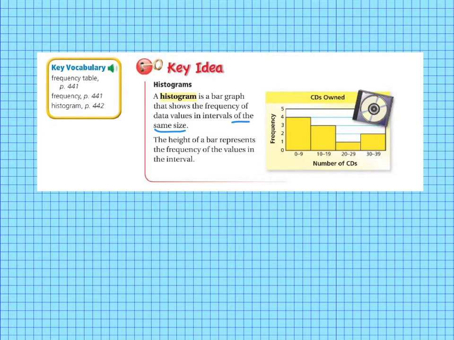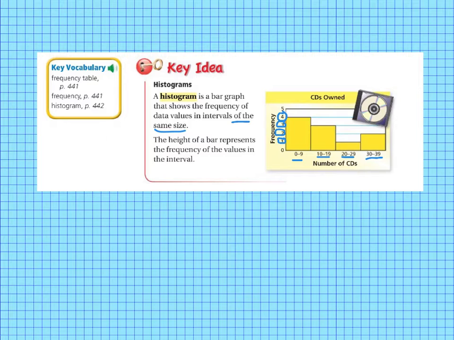So it looks like somebody took a survey and asked people how many CDs they owned. And if they owned 0 to 9, then they would answer that. And it looks like there were 4 people who owned 0 to 9 CDs. And there were 3 people who owned 10 to 19 CDs. There was 1 person who owned 20 to 29, and there were 2 people who owned 30 to 39 CDs.